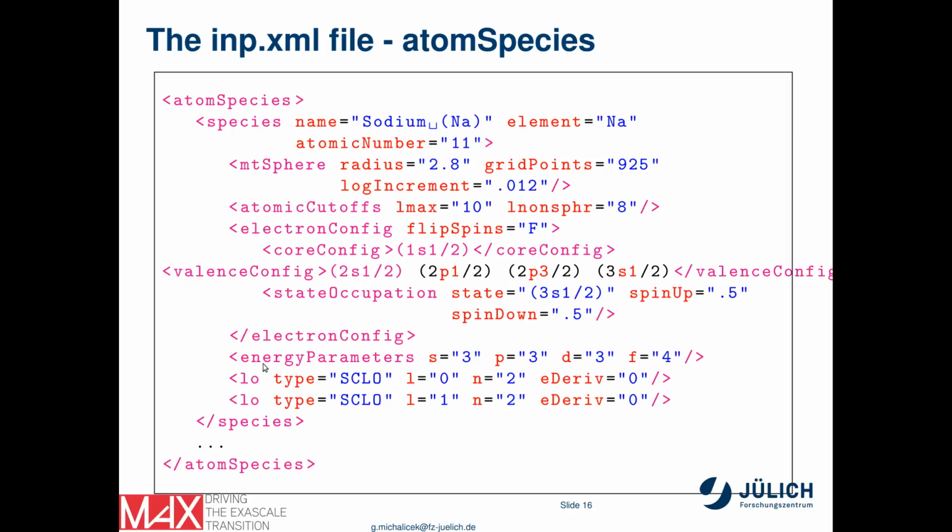Then you have to specify the energy parameters, and this is specified typically in terms of main quantum numbers. So we want to represent 3s electrons and 3p electrons, 3d and 4f. And we can also define several local orbitals here. So in this case there are two local orbitals for semicore states, and the first one is for the 2s, so n equals 2 and l equals 0 is the s state, and the second for the 2p state.